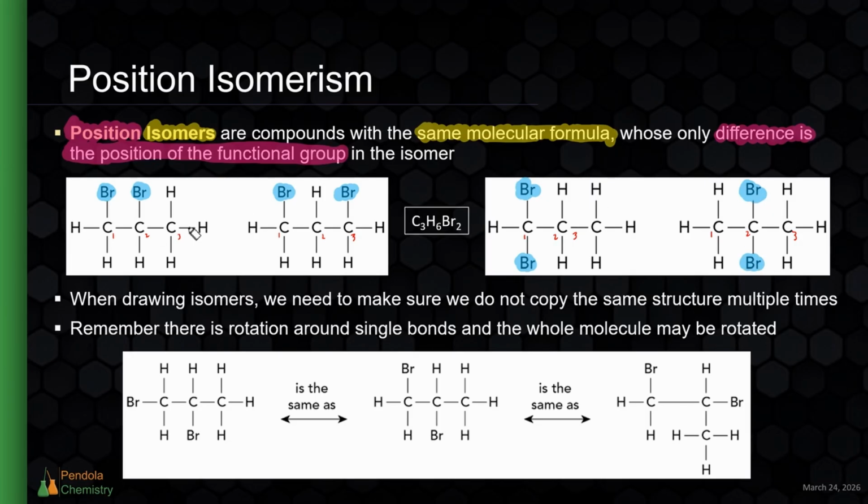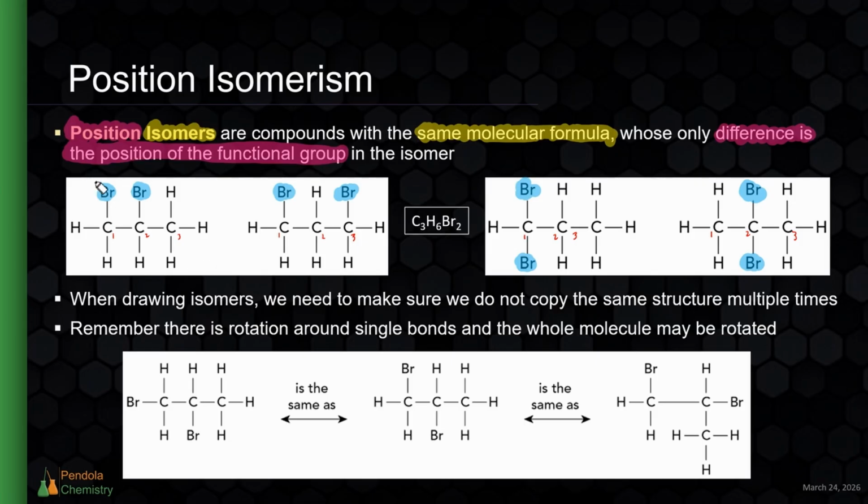Because the general structure is the same, 3 carbons, 6 hydrogens, 2 bromines, but the position of those bromines is changing from molecule to molecule, all 4 of these molecules are positional isomers of each other. They all have the same molecular formula, which is why they're isomers, but because the position changes, they're all different molecules. Now, if we were to name these, they will all have different names.